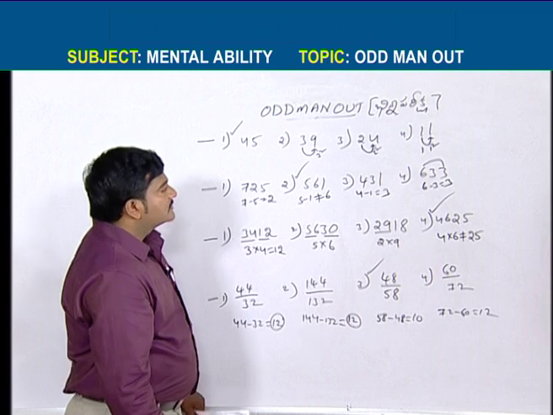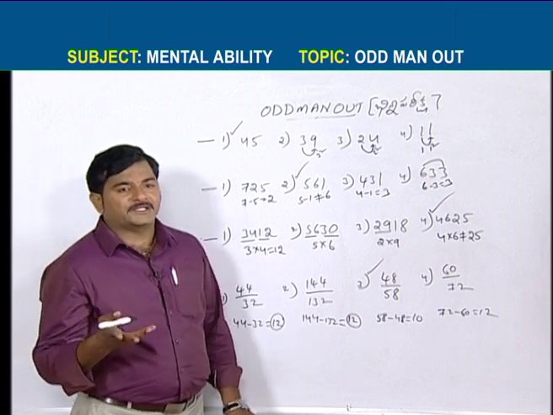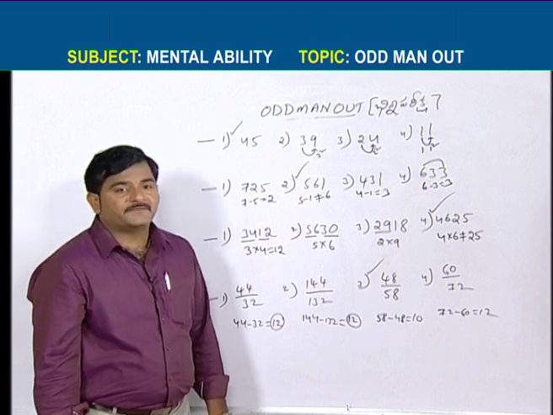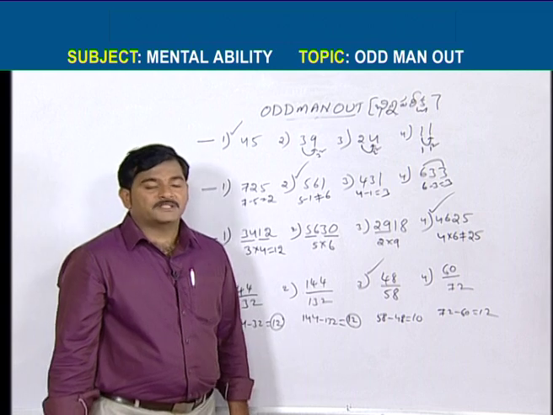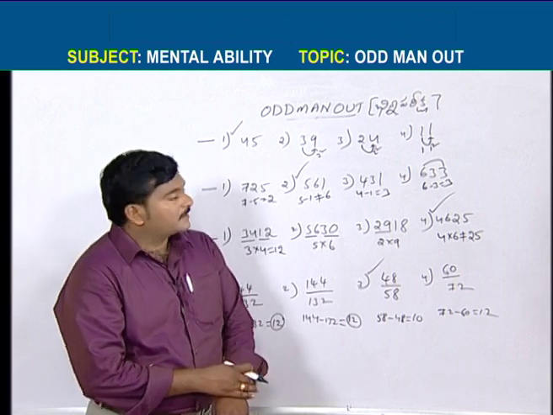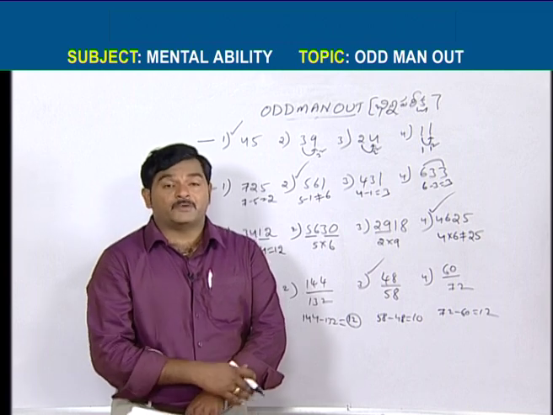These are some different models. See, he will give it in a different way. You need to think from a different point. There are different ways to solve the questions. These are some models in the number analogy part. Now we will discuss the number odd man out part.